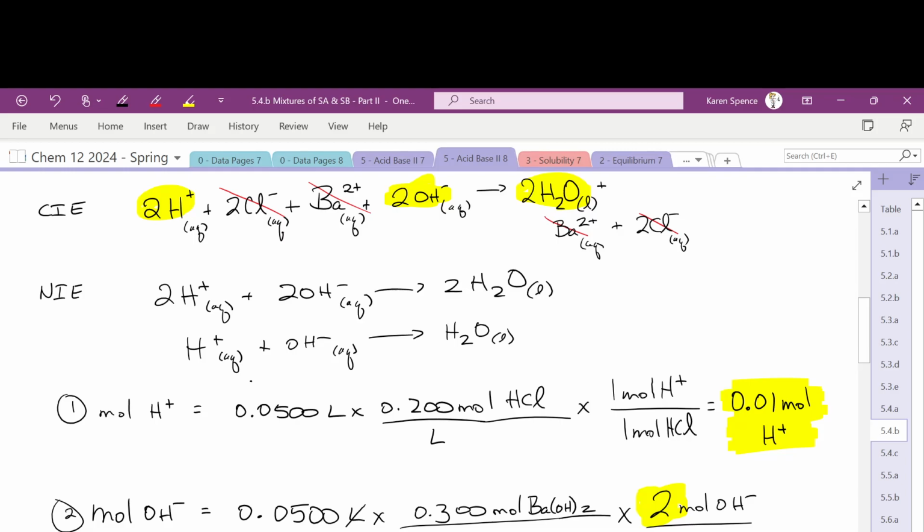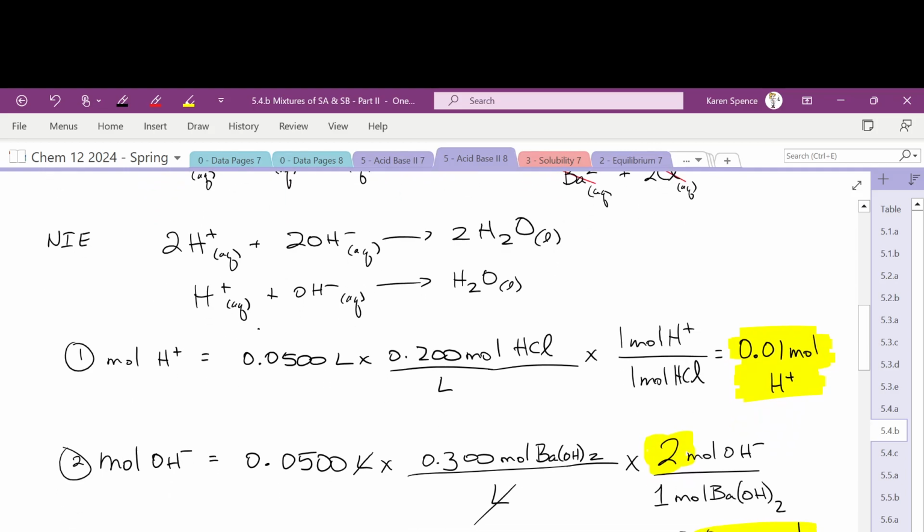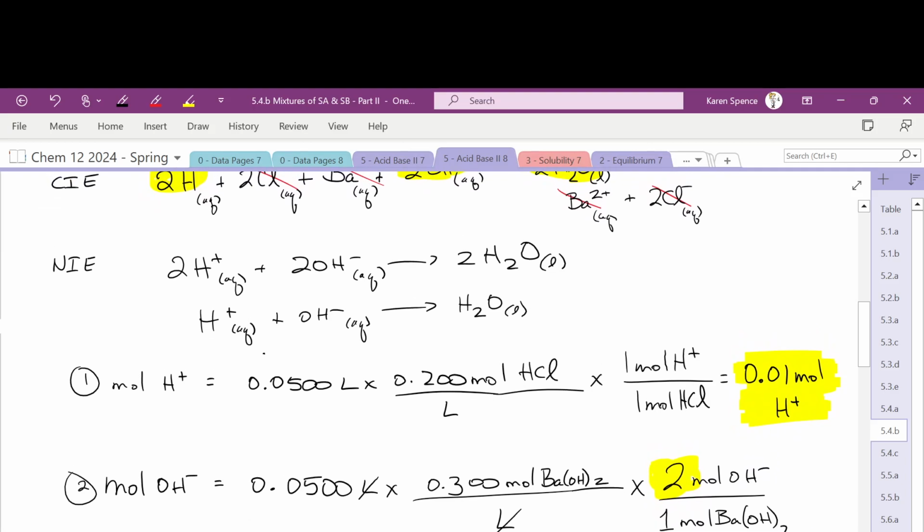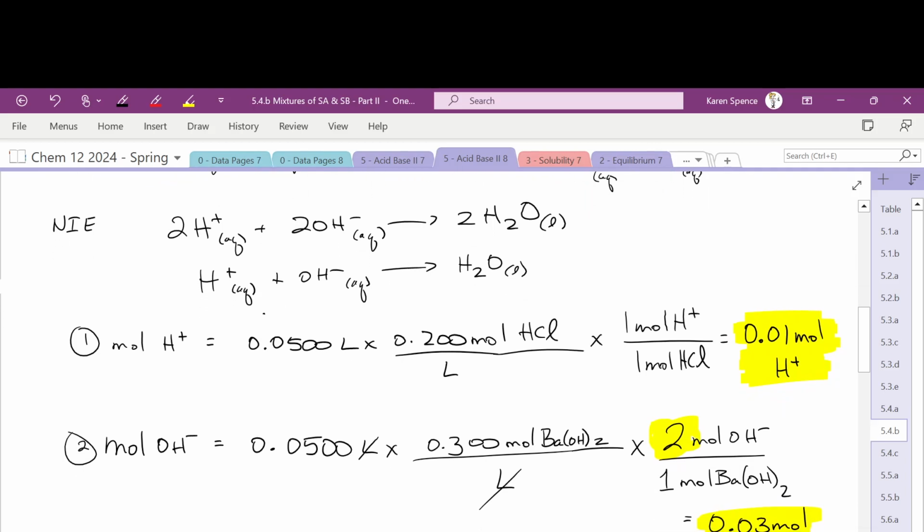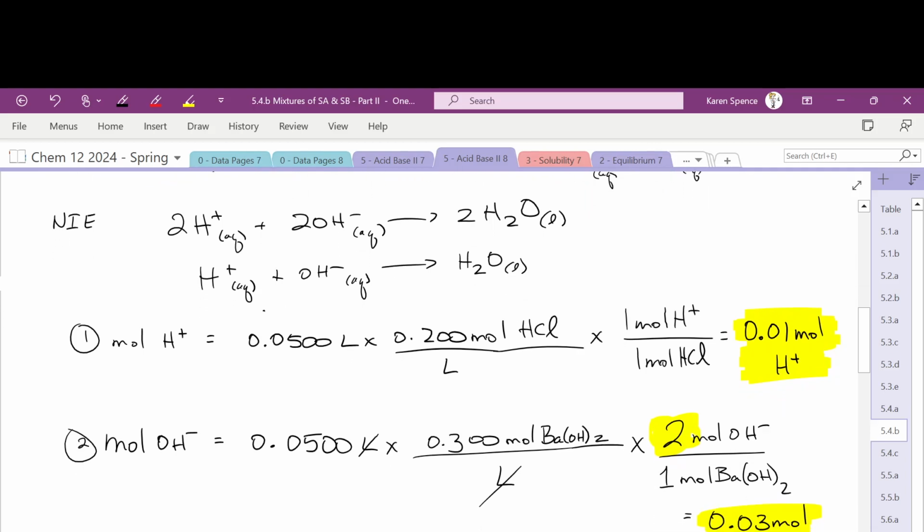If you've gotten stuck after finding the moles, remember you're going to use a RICFA table, and that you're going to use that net ionic equation. And the RICFA table is done in moles, not molarity. So we are starting out with our 0.01 moles of H plus and our 0.03 moles of OH minus. And then one of those is going to get used up completely.